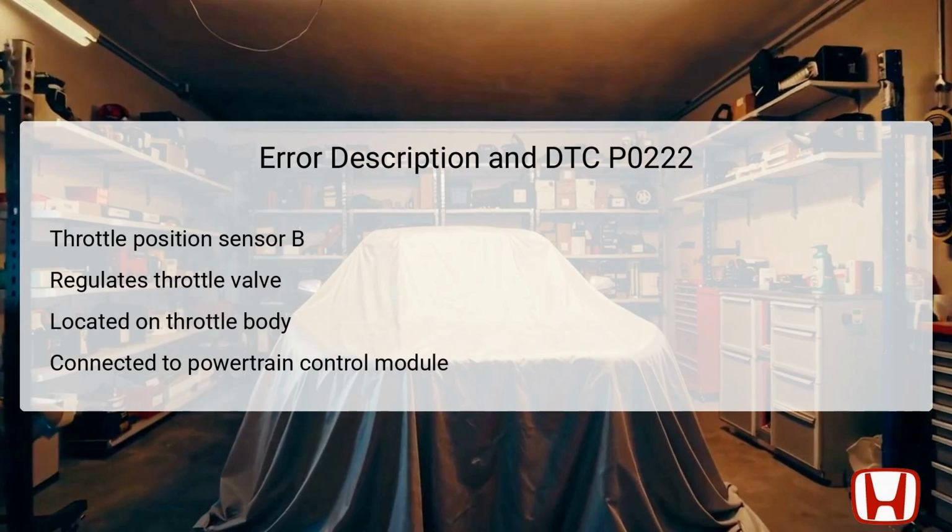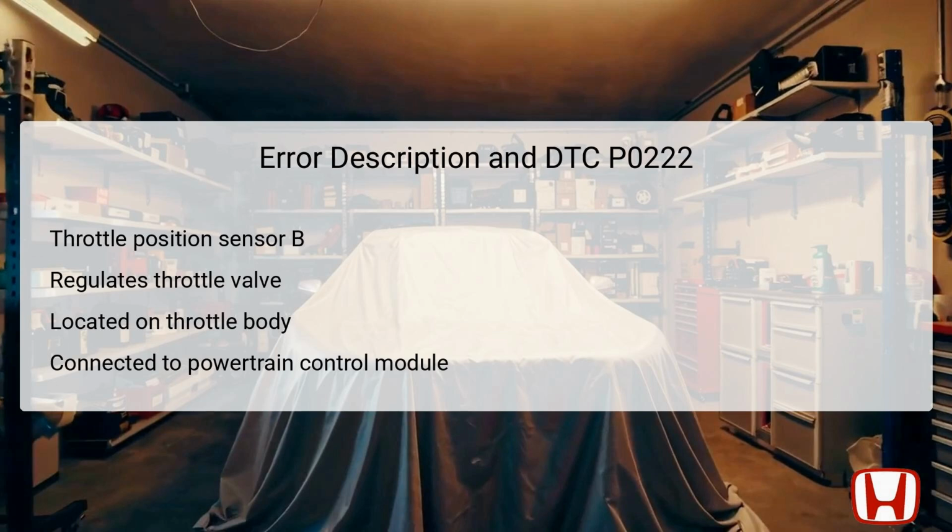The error DTC P0222 points specifically to the throttle position TP sensor B. This component is a semiconductor-based device situated on the throttle body alongside the throttle valve and is integral to the vehicle's electronic throttle control system. The main role of the TP sensor B is to provide real-time feedback to the powertrain control module, PCM, regarding the throttle valve's position, which is vital for optimizing engine performance and fuel efficiency.